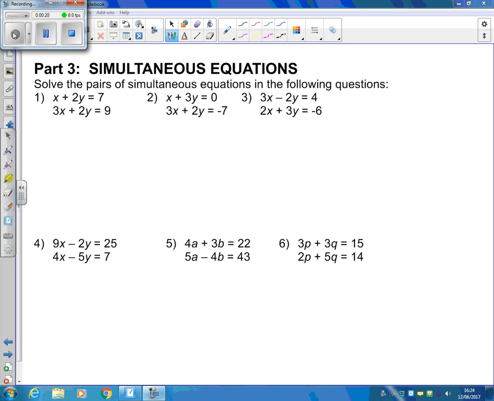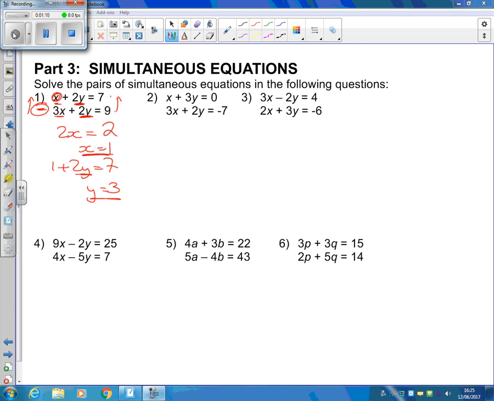Just take you through these. I think I'd be looking at this first one. We've already got the same number of y's here, so I'm going to take away that way to avoid negatives as well. So I'm going to do 3x's, take away an x, gives me 2x's. 2y, take away 2y, cancels each other out. That's why I did it. And 9, take away 7, gives me 2. And that tells me that x is equal to 1. Well, if this x here is equal to 1, then that means those 2y must be 6, and so y must be 3. So my first simultaneous equation answer is x is 1 and y is 3.